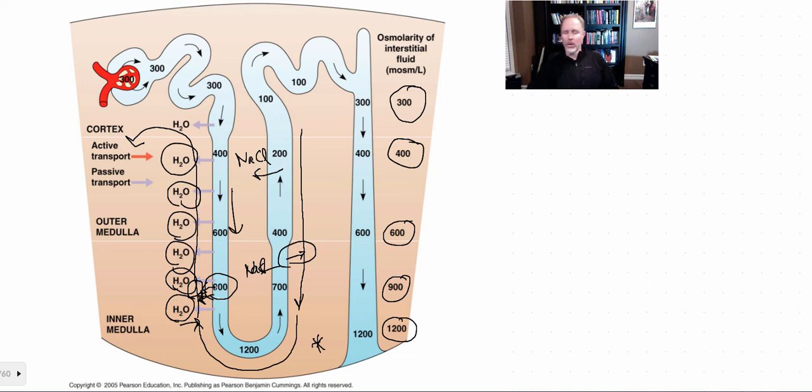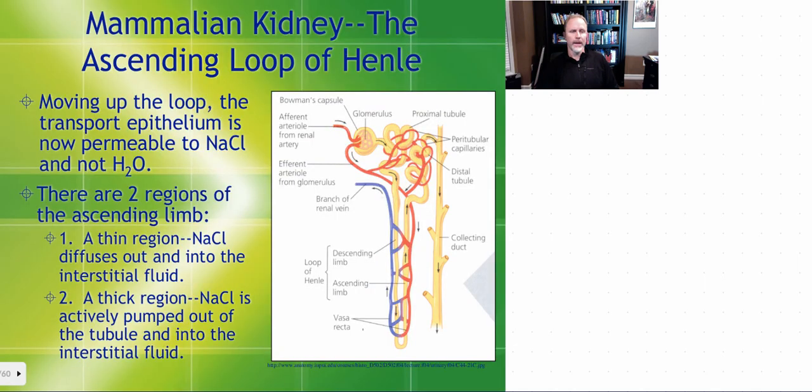And all the while, this fluid that's in here, even though it's changing concentrations as it goes up, it still contains these wastes. And when it gets to this collecting duct and begins to move down over here, this is where it's either going to be permeable to water or impermeable to water, and determine how concentrated the actual urine is when we get towards the end. Okay?